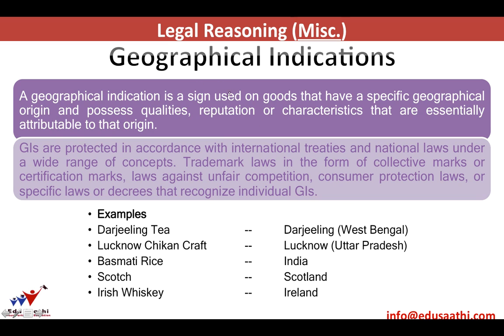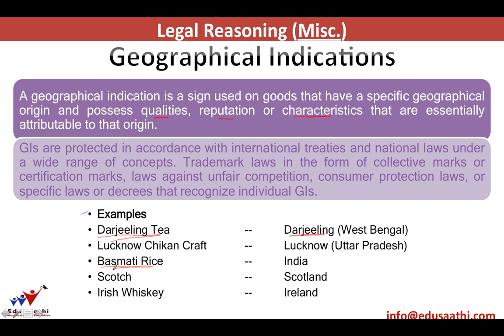Next is geographical indication. Geographical indication is a sign used on goods that have a specific geographical origin and possess qualities, reputation, or characteristics that are essentially attributable to that origin. The examples would make the concept of geographical indication easier to understand. For example, you must have heard of Darjeeling tea. Darjeeling tea possesses qualities of a certain kind which are attributable to the area of Darjeeling only. That's why it's called Darjeeling tea.